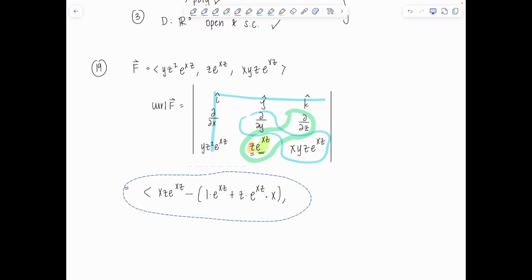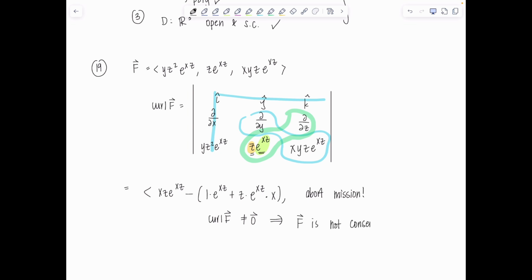Can we already tell it's not 0 and just abort mission? Yeah. Okay. Abort mission. Curl of F does not equal the 0 vector, therefore F is not conservative. So I don't have to find the rest of it. No, why? Okay. Don't do it.